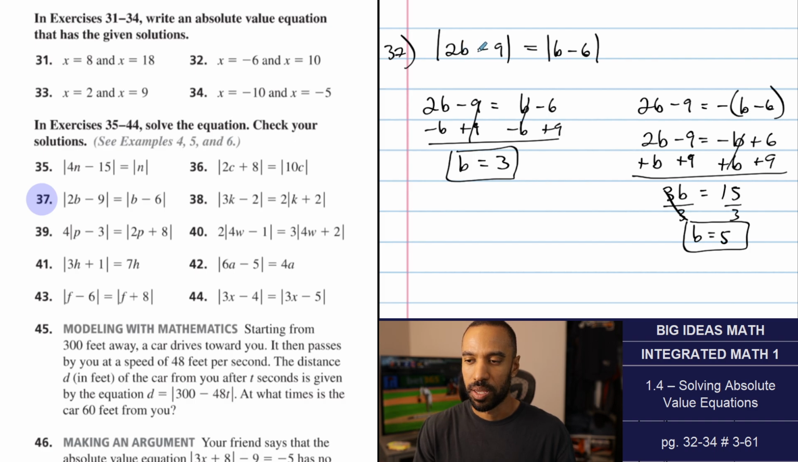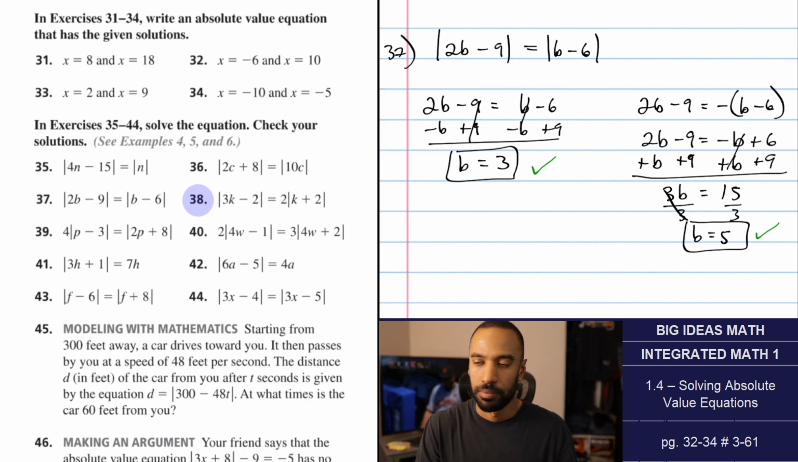Try them out. This becomes 6 minus 9, which is negative 3. Absolute value of negative 3 is 3. 3 minus 6 is negative 3. Absolute value of negative 3 is 3. Plug in 5. We get 10 minus 9, which is 1. Absolute value of 1 is 1. 5 minus 6 is negative 1. Absolute value of negative 1 is still 1. So good.